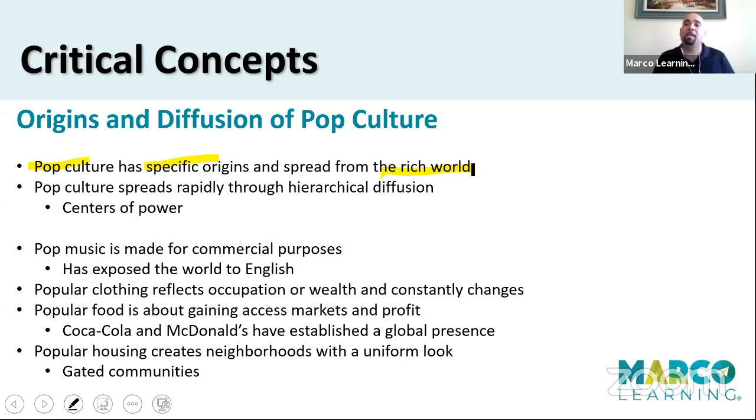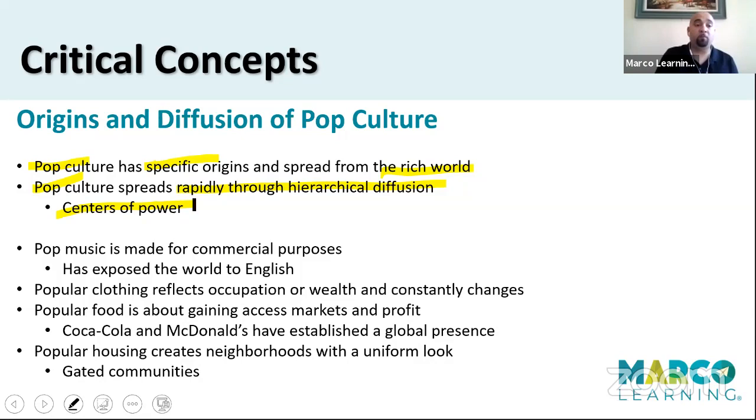Now, folk culture spreads slowly through relocation diffusion. In stark contrast, pop culture spreads rapidly through hierarchical diffusion. And hierarchical diffusion, it says it there in the name, hierarchical. It comes from on high, and it's going to be coming from the centers of power. A good way to think of this is the three cities that dominate the global economy. You're probably looking at New York, London, and Tokyo as those three cities that dominate globally, economically, as well as commercially.